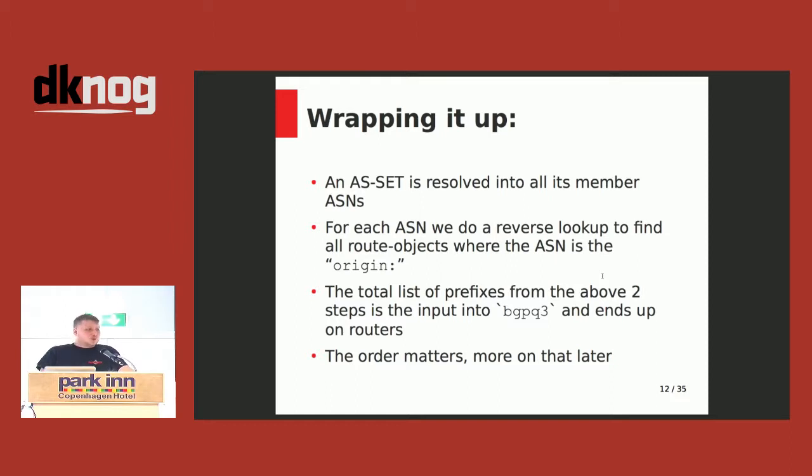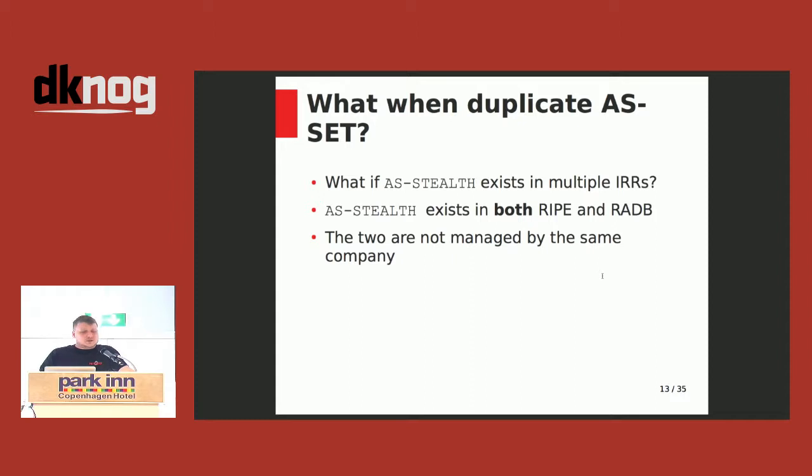And ordering matters. I already mentioned that there are 40 IRR databases. Out of the 40, NTT chose to only use 14 of those. And the order of those matters. Because what happens if there is a duplicate AS set name? What if AS-STEALTH exists both in RADB and in the RIPE database? The interesting story about this particular AS set is that the duplication was caused by two different organizations. The organization that has the object in RIPE has nothing to do with the object that exists in RADB.